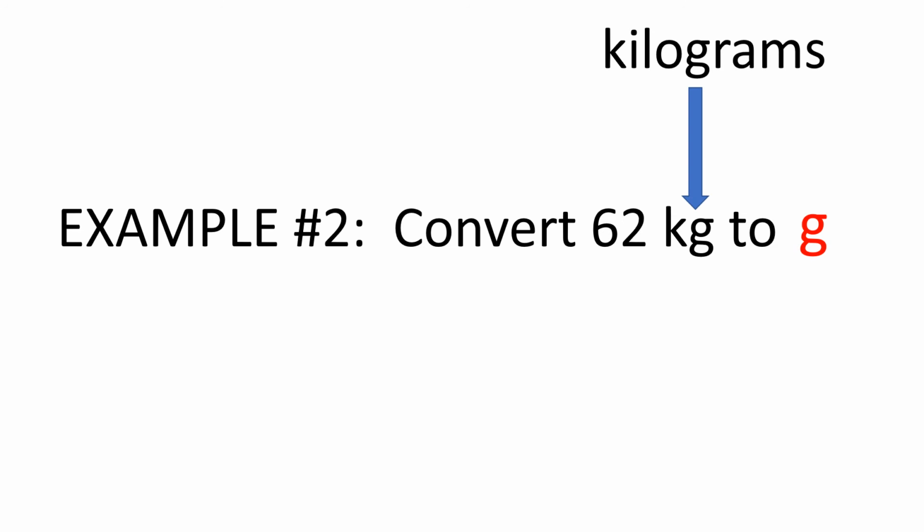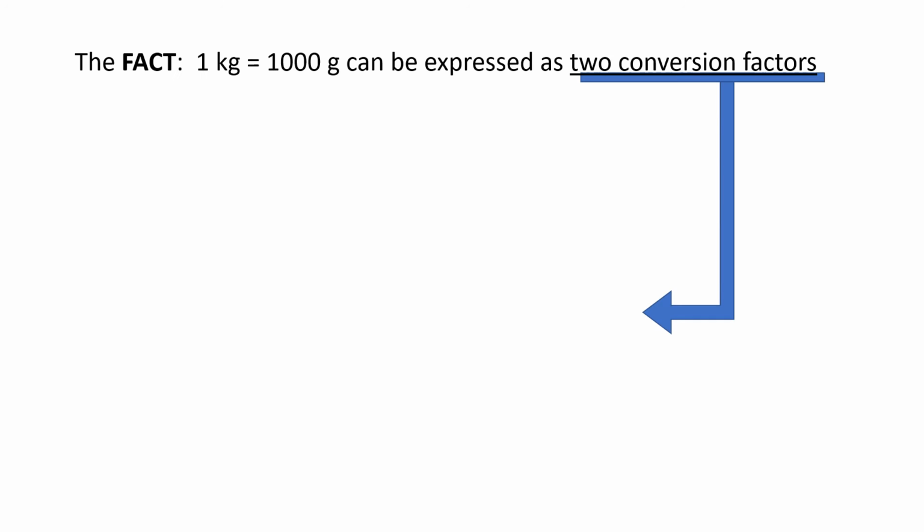Let's move to example 2. In this example, we have to convert 62 kilograms to grams. So the same things we talked about, same setup. We're going to do the same thing for this, although we got to go from 62 kilograms into grams. So let's do it. All right, kilograms, that's what kg stands for. Grams, that's what little g stands for.